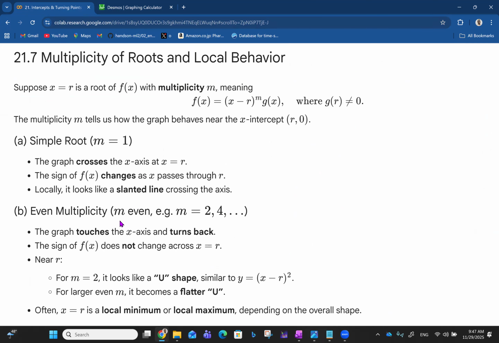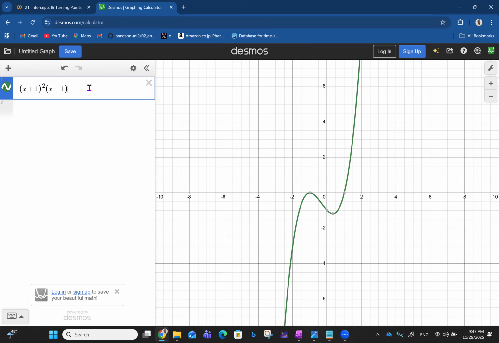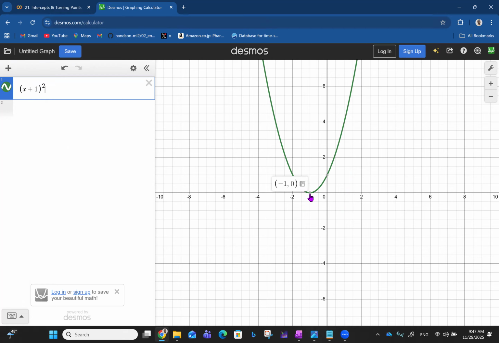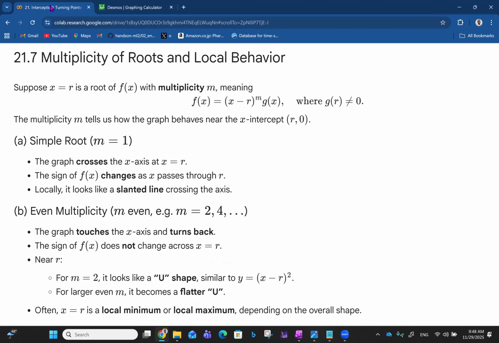So for even multiplicity, m even, e.g., m is 2, 4 and all that, the graph touches the x-axis and turns back. So that's exactly what we're talking about. If I remove this part now, the graph touches and turns back. But because we have this, the solution to this is -1 with multiplicity of 2. So it touches and turns back, but if the multiplicity is odd, like we saw before, it crosses over, right?